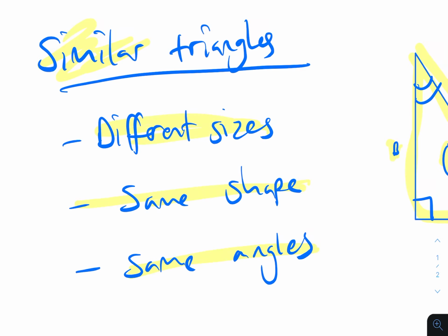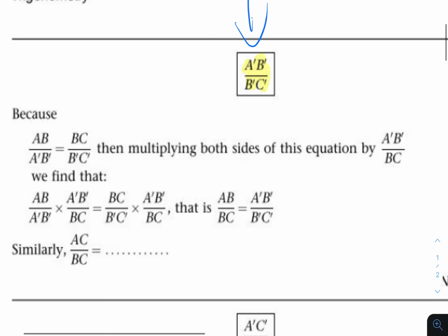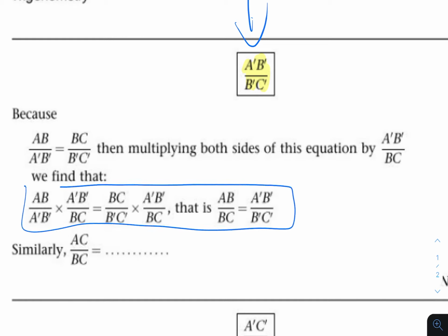They're just different sizes. That's it. Right, so let's carry on. Because AB over A dash B dash is equal to BC over B dash C dash, multiplying both sides of this equation by A dash B dash over BC, we find that just fine. This is just explaining again the same process, just to show that they are indeed related.